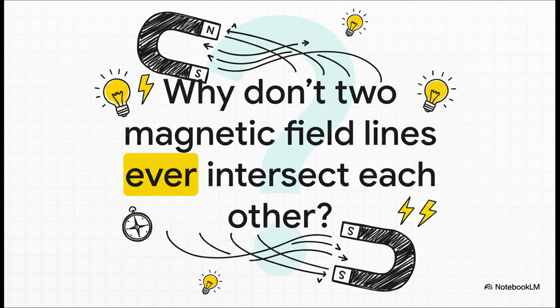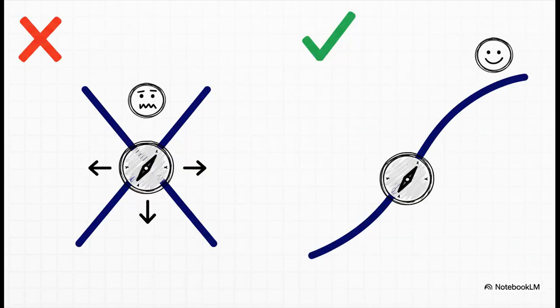Okay, time for a quick exam question. This is a favorite one for teachers. So why don't two magnetic field lines ever intersect each other? Think about it for a second. It's actually very simple logic. See, if you put a compass needle at any point, it could only point in one direction, right? So if two lines crossed, it would mean the compass would have to point in two directions at the same time. Impossible, no? That's it.